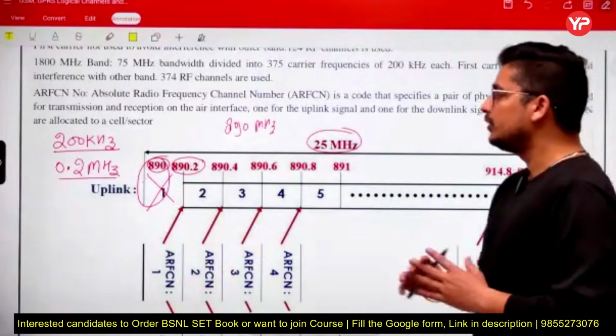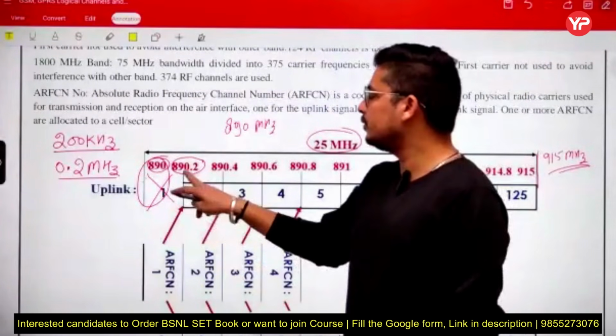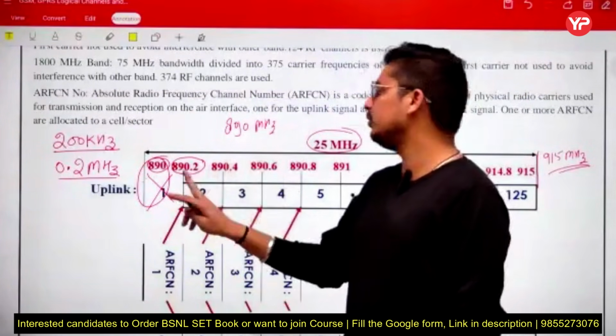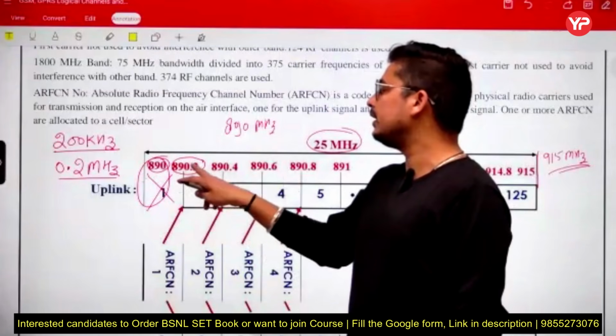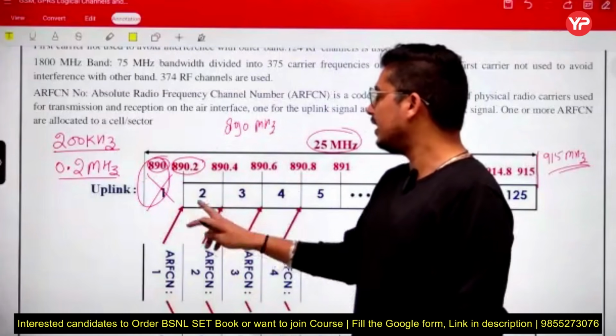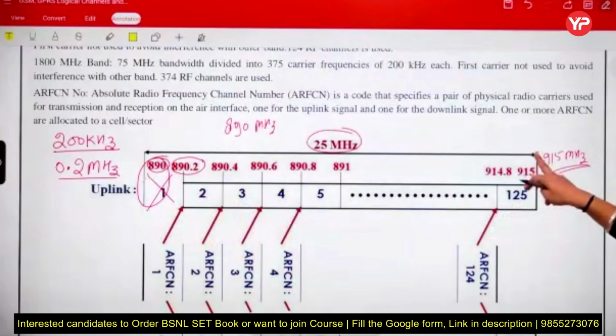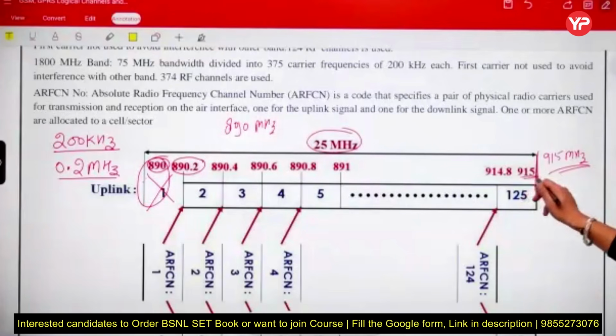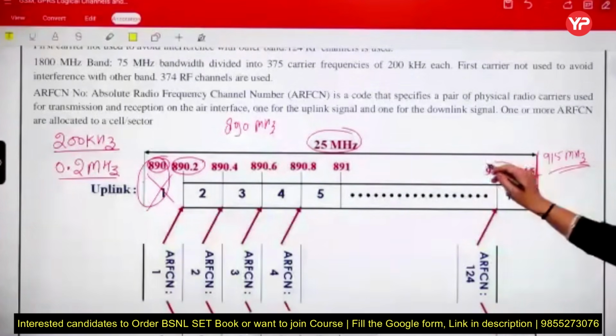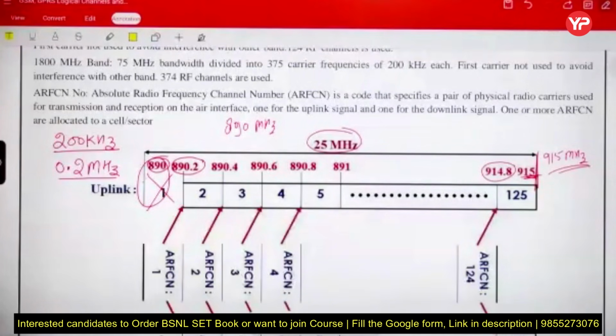Then what we do: the first carrier which is allocated to a user is 890.2, right? The same thing we will do at the end. The last frequency, that is 915 MHz, is also not allocated to any user. The last frequency which we allocate to a user is 914.8. 914.8, right?